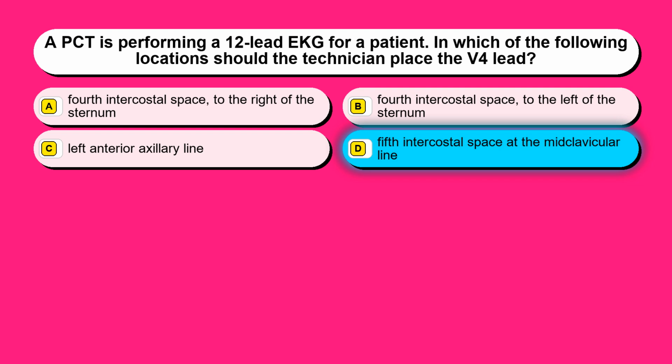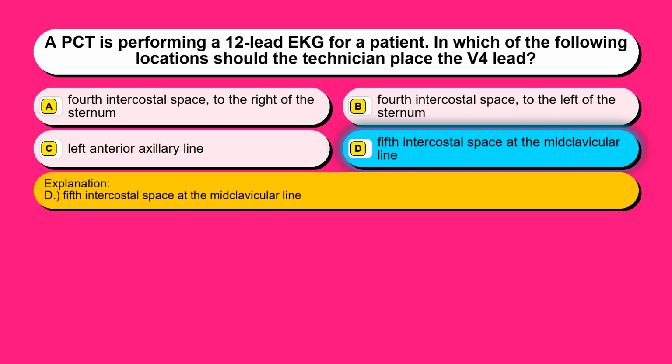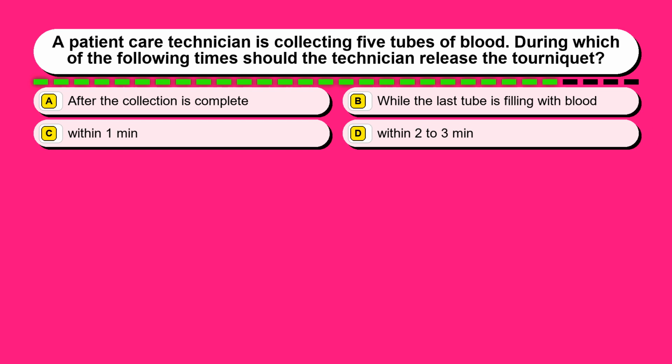The correct answer is option D, fifth intercostal space at the midclavicular line. D, fifth intercostal space at the midclavicular line. Question 25. A patient care technician is collecting 5 tubes of blood. During which of the following times should the technician release the tourniquet? Option A, after the collection is complete. Option B, while the last tube is filling with blood. Option C, within 1 minute. Option D, within 2 to 3 minutes.